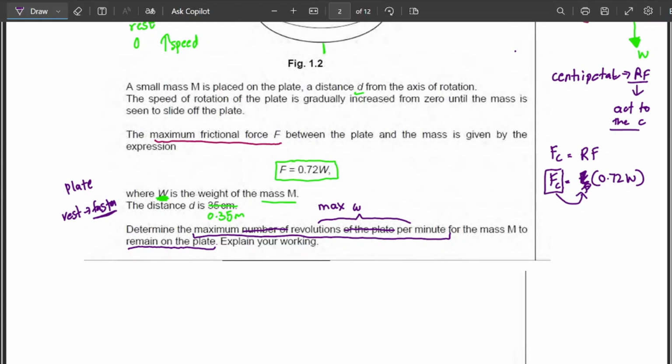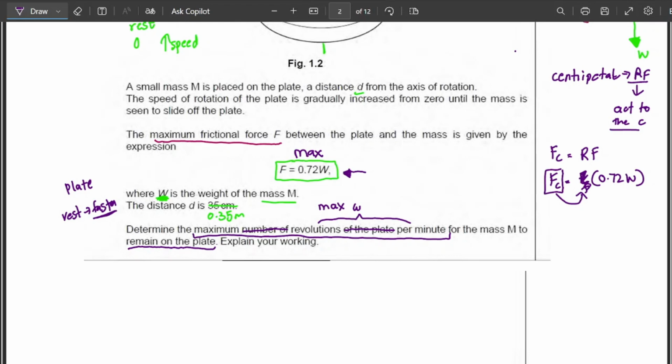So at first, when you're moving slowly, a tiny amount of the frictional force is enough to keep you in that circular motion, or keep you onto that plate. Then as you get faster, more force is required. And then as you get faster, even more force. However, we have a cap on the amount of maximum force that you can have, and that cap is 0.72 W. So this is the maximum force that you can have. If you go faster than how much this force can pull you in, then you're basically going to fly off the plate.